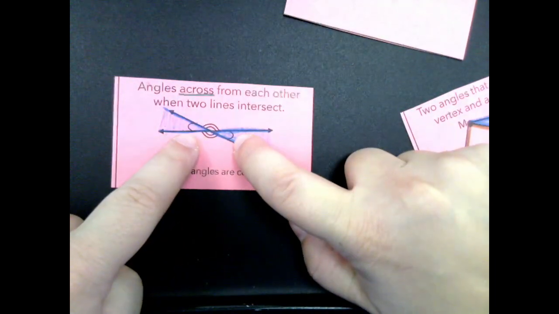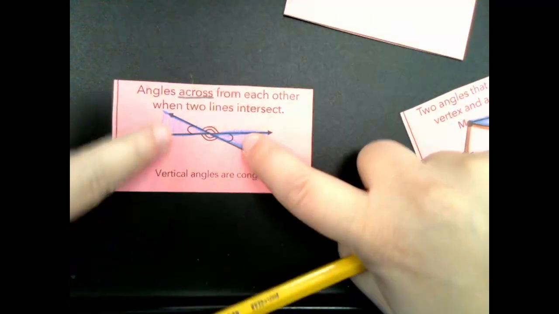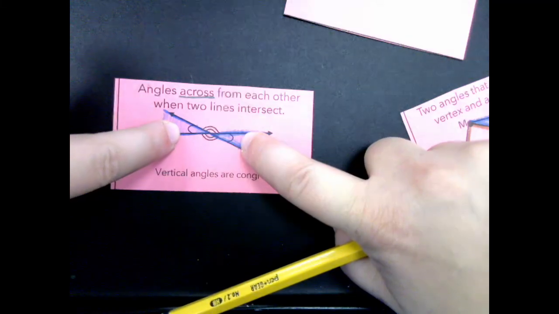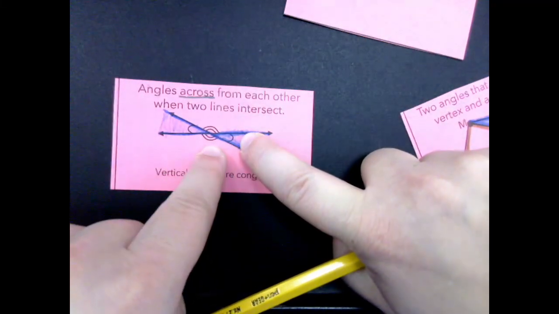All right, does anyone remember yesterday when we had these little arcs drawn on there? What does that mean? Good, they're equal. So these two are equal. Those are vertical angles. Is it equal to this one with the little arcs? No, why not?